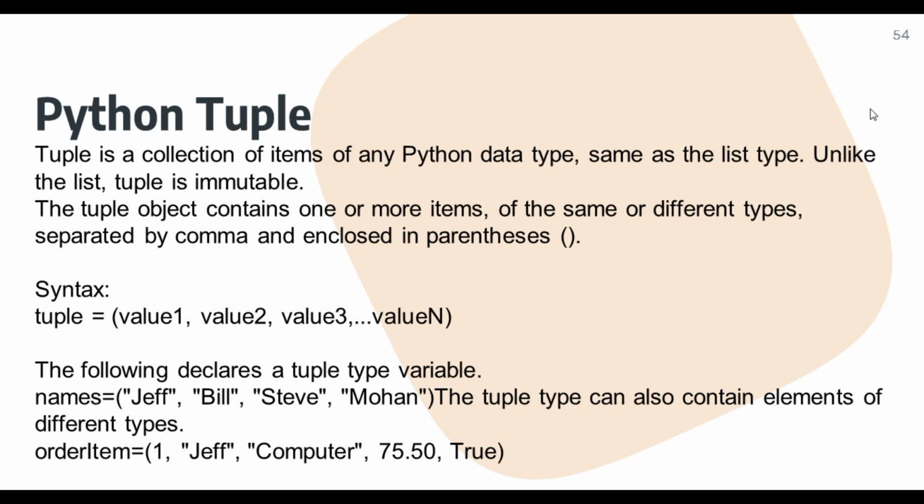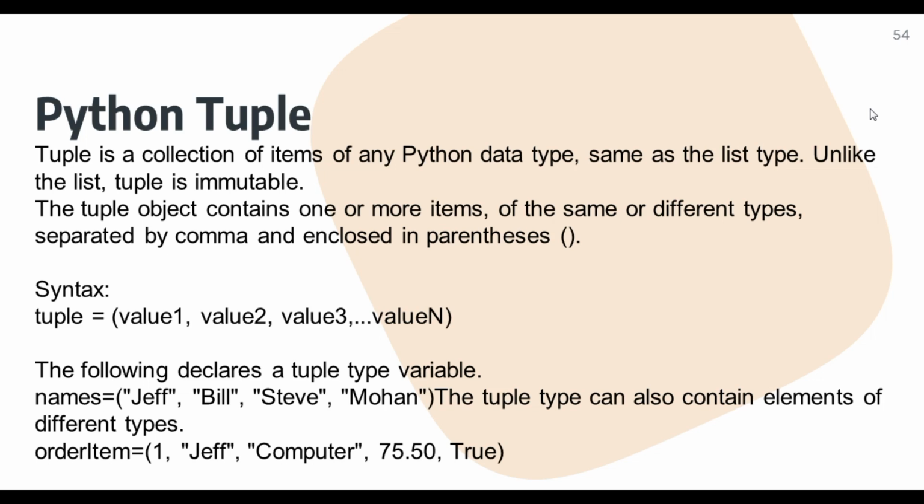Now we will consider tuple. So tuple is also a collection of items, same as the list data type. But list is mutable and tuple is immutable. This is the biggest question for you all, student. What is immutable and mutable? Immutable means we can't change the value of that, and mutable means we can change the value of them.